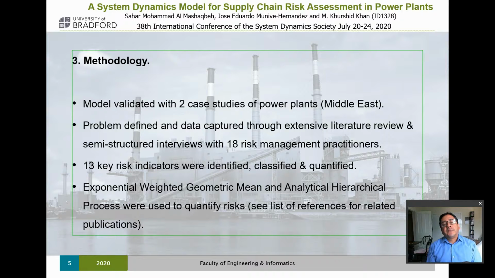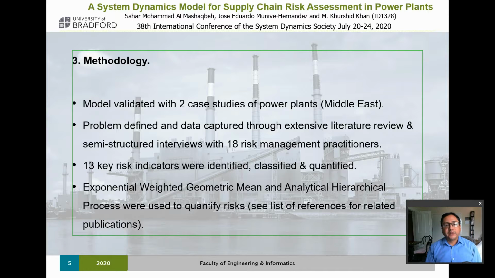The methodology that we implemented was validated with 2 case studies of power plants. The problem was defined and the data was captured through an extensive literature review, but also through carrying out semi-structured interviews. These were applied in 2 case studies in power plants, and we had 18 people who participated in these case studies and who had positions related to risk management responsibilities.